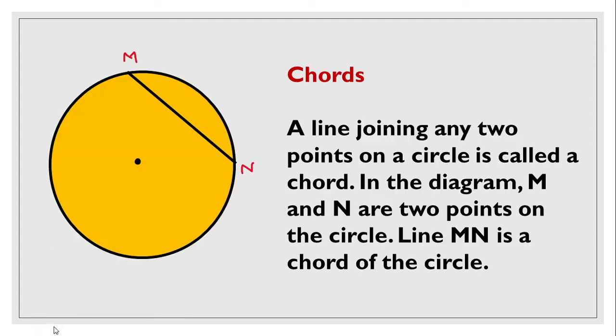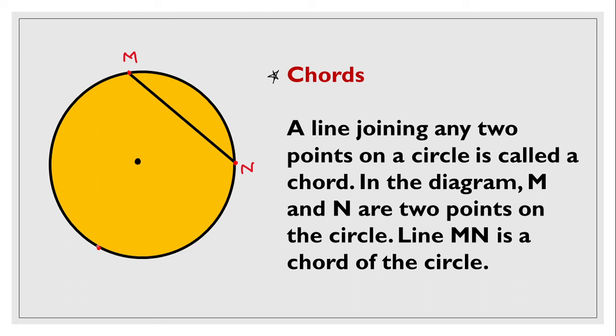Then let's see the new concept. The new concept is chords. A circle has chords. Now what is a chord? A line joining any two points on a circle is called a chord. Suppose you are taking any two points, like here I have taken points M and N. Here is point M and here we have a point N. If I join these 2 points on the circle with a straight line, that will be called a chord. Now you can take any other point.